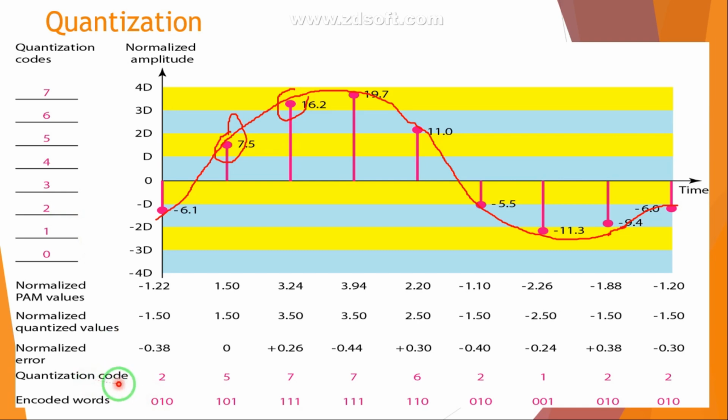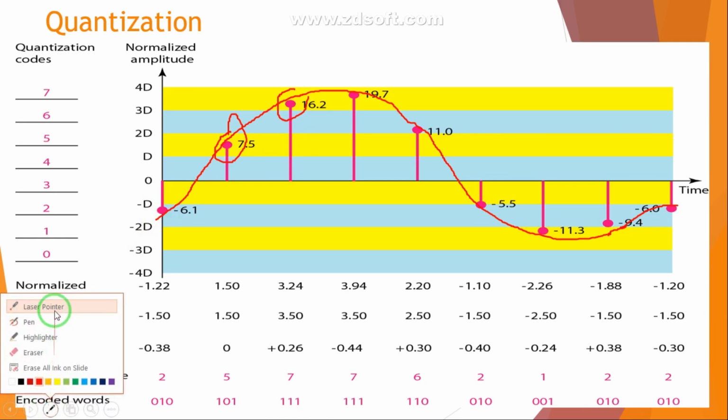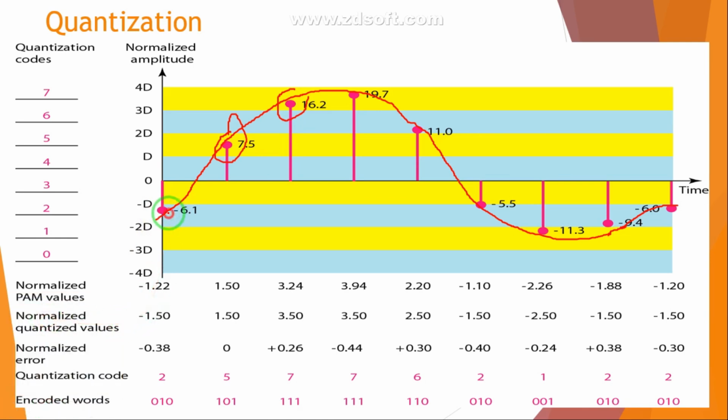So what is the quantization code? It is nearer to this 2. See, this is the quantization code. And this is 0, minus 1, minus 2, minus 3, minus 4. This is 1, 2, 3, 4. Since it has a value of minus 1.22, which is nearer to minus 1.5, we have assigned this value to minus 1.5.